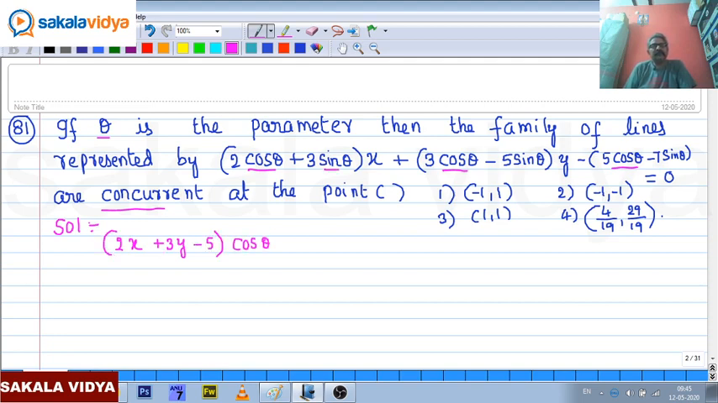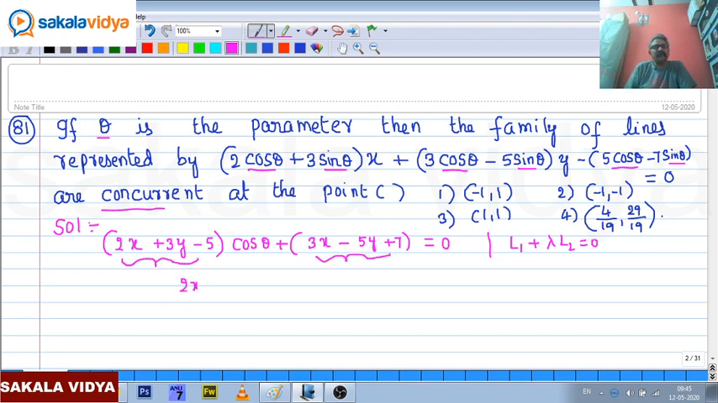Now sin theta, and sin theta. So plus 3x minus 5y plus 7 equal to 0. So this is in the form of L1 plus lambda L2 is equal to 0. So that means the point of concurrence is the point of intersection of these two lines.